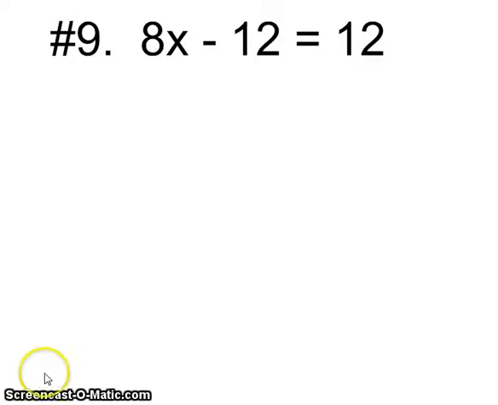Alright, so today we learned about solving two-step equations. So I've just got a couple of examples here to work with you from your homework. We're going to start here with number 9 from your homework, where we have 8x minus 12 equals 12.